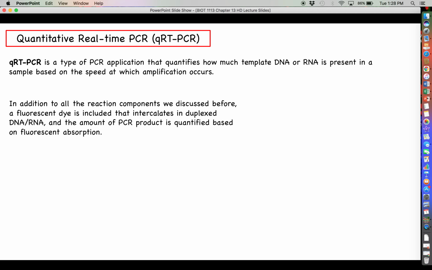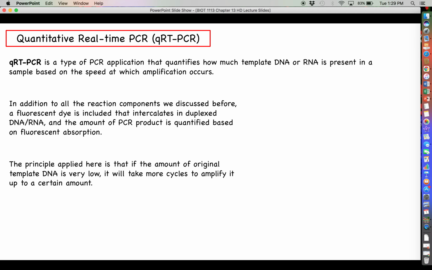The idea here is that as the thermal cycler cycles back and forth and continues to generate more and more template DNA, you're going to have more of this fluorescent dye that sticks into the DNA and is then quantified and detected based on fluorescent absorption. This type of application usually requires a special type of thermal cycler that not only can change temperature rapidly, but can also shine fluorescent light on the sample and detect how much fluorescence is absorbed.